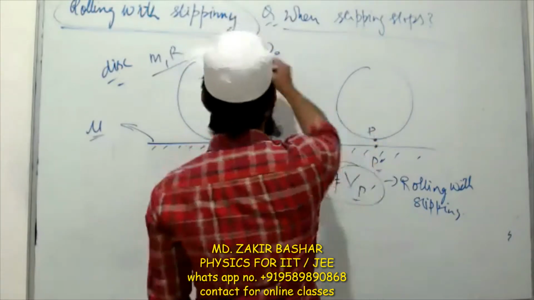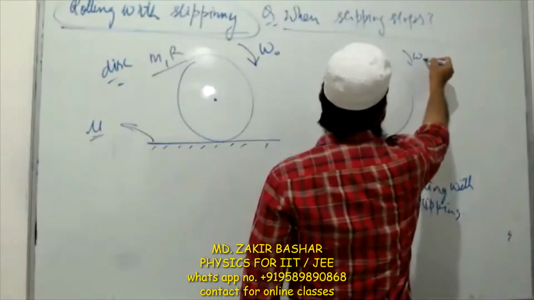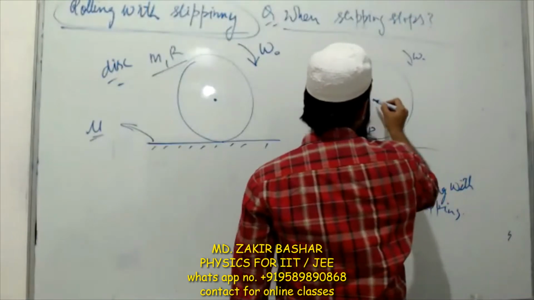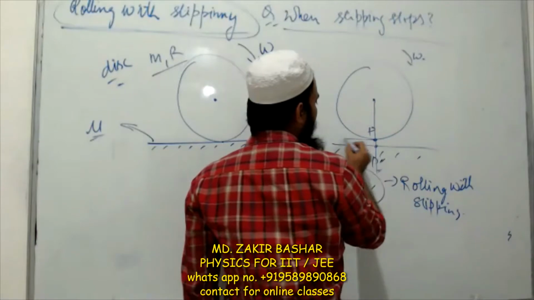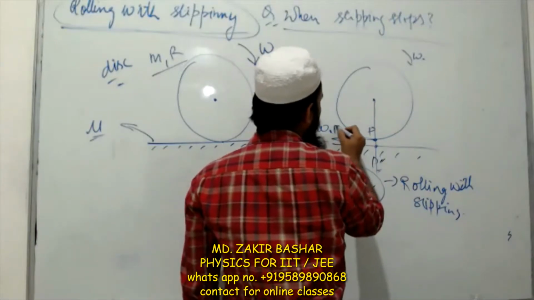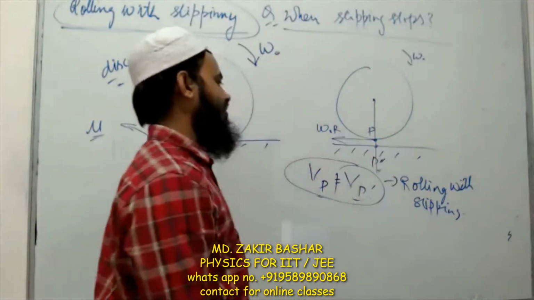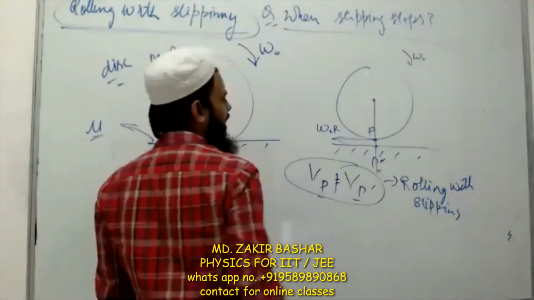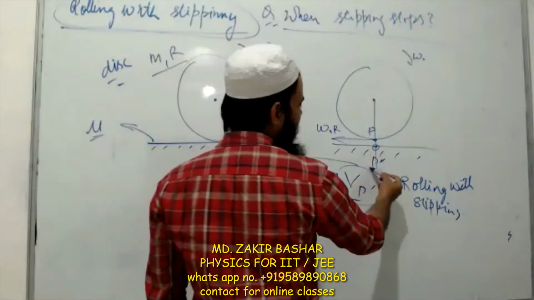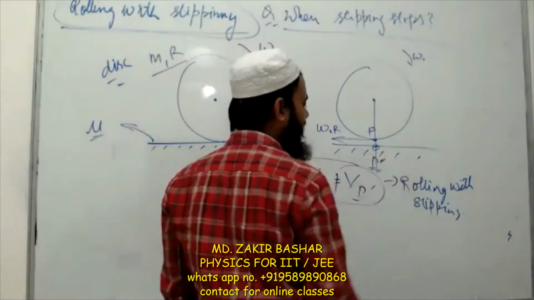So here the omega is given, that is omega naught, and from the center of mass, the distance between the center of mass and the point P is r. So omega into r, you will get omega naught into r, in the negative i direction. So the velocity of the point P is omega naught into r, and the velocity of the point P dash is what? 0. It is because P dash is the point of the ground.